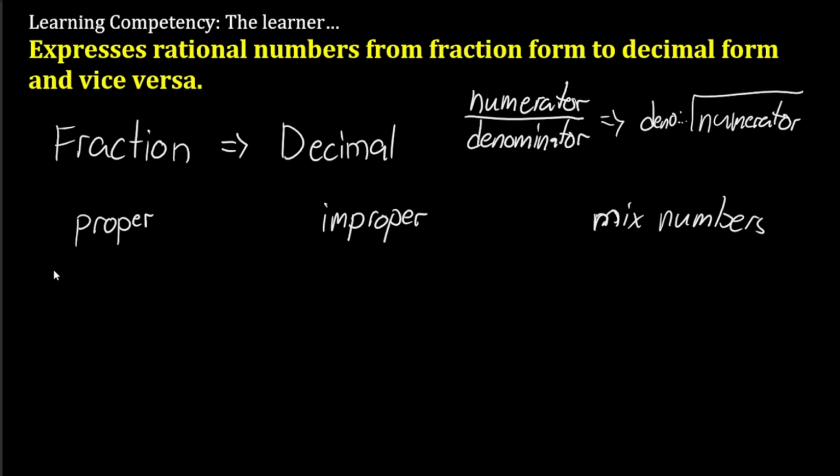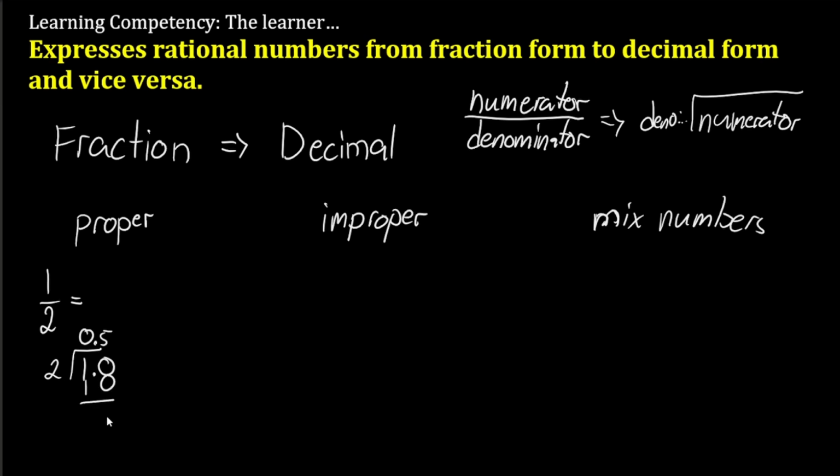Let's take an example. Let's have 1/2 and let's convert it to decimal. Let's take the numerator and divide it by the denominator. How many twos are there in one? There is none. Let's put a decimal point here and add 0. How many twos are there in ten? There are 5. 5 times 2 gives us 10.